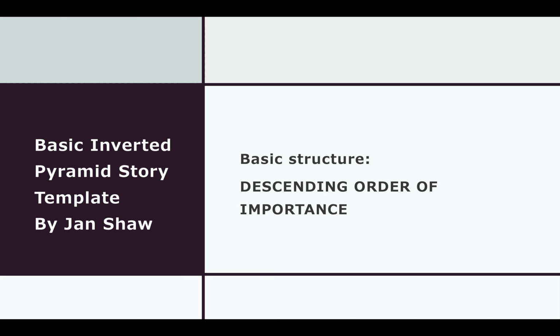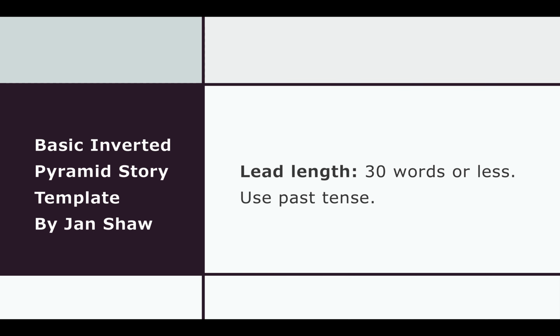The basic story structure is descending order of importance. You start off with the most important thing and then basically assume your reader stops after each sentence or each paragraph, and that's all that they read. How much more information would they have? Is this the next most important piece of information to give them? A good tip is to write a lead that is 30 words or less and use the past tense.